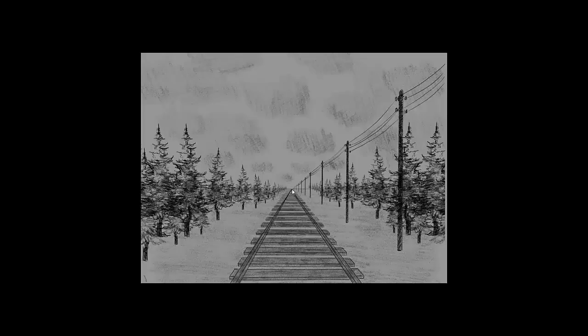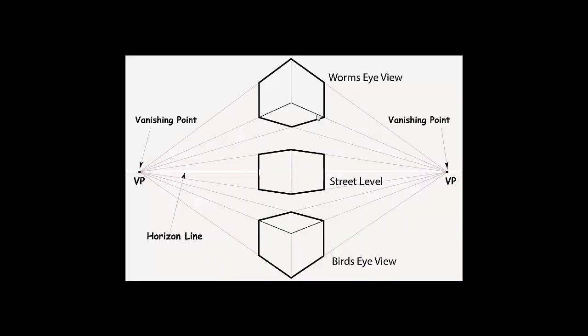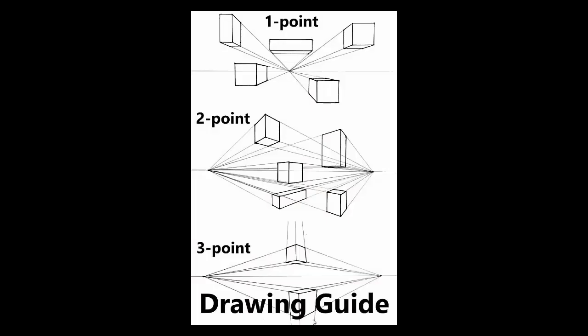In a one-point perspective, all lines and objects converge to a single point on the horizon, one vanishing point. This technique is often used for drawings where the viewer is looking directly at one side of an object or a scene. And two-point perspective is used when the viewer is looking at an object or a scene from an angle. In this technique, lines converge to two different vanishing points on the horizon, thus creating the illusion of depth. We also have three-point perspective.